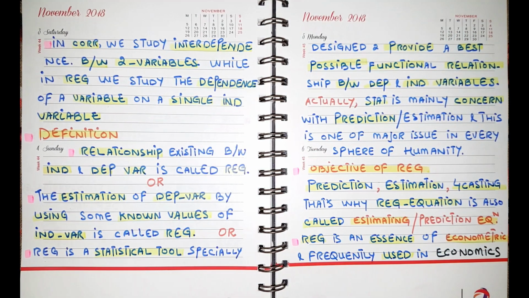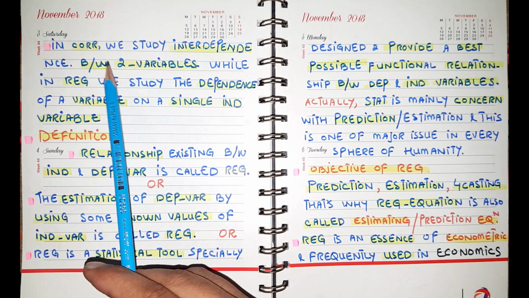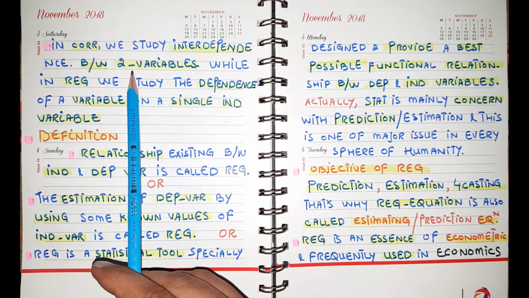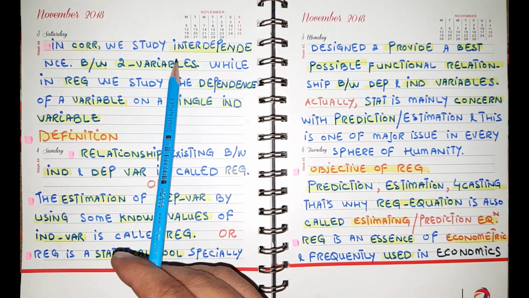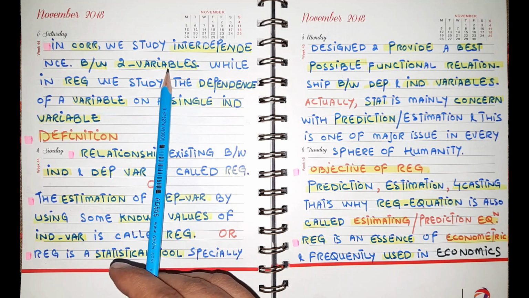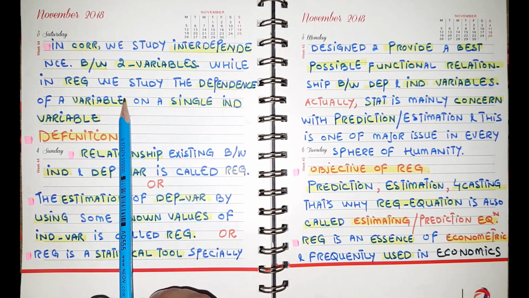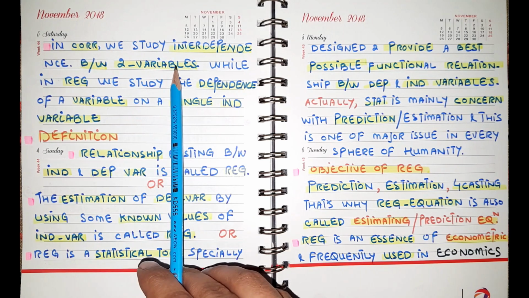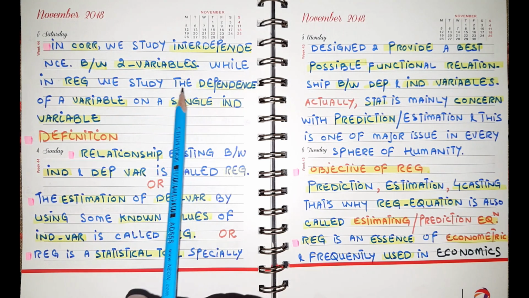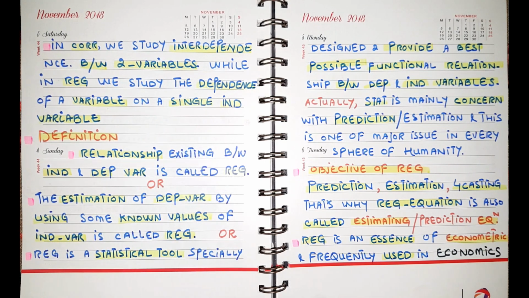It is an important point to be noted down that in correlation we study the interdependence between two variables, that is x depends on y and y depends on x. That is why we say that the relationship existing between two variables is symmetric, that is r_xy is equal to r_yx. While in regression we study the dependence of a variable on a single independent variable. It means that in correlation both the variables are dependent, while in regression one variable is dependent while the other variable is independent.